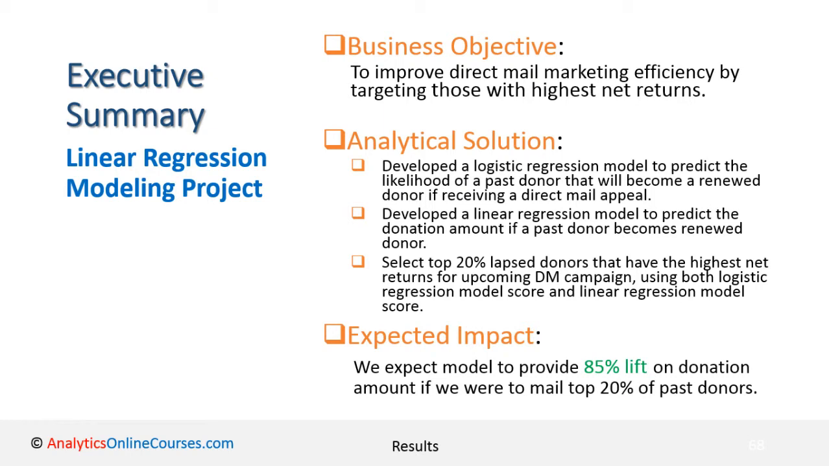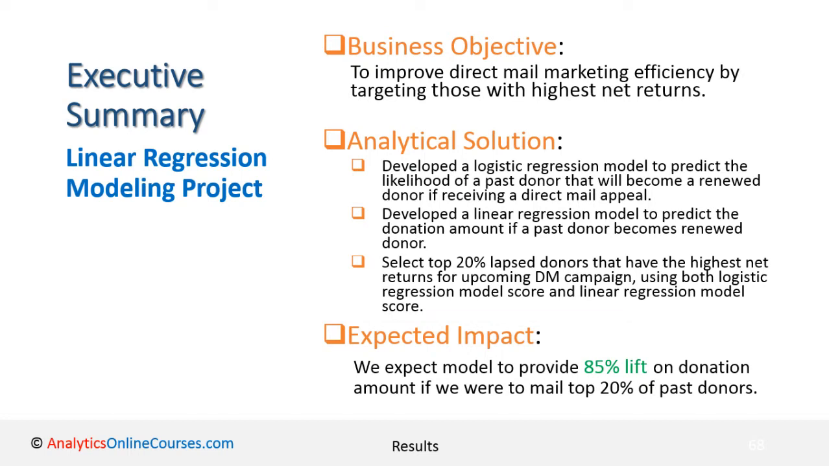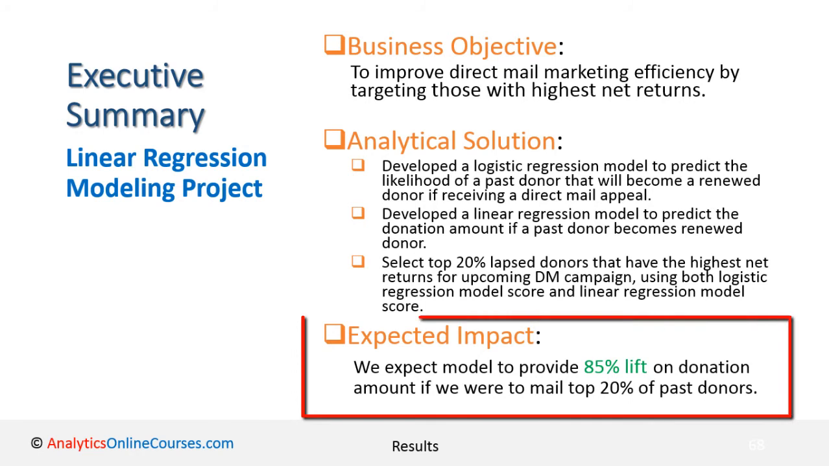The second one is the high-level analytical approach. Key information includes the high-level modeling approach and how the model will be used to help solve the business challenges. The last one is the expected business impact. How much improvement are we expecting from using the model? This helps address the business question: how much value can we expect to gain from the modeling project?